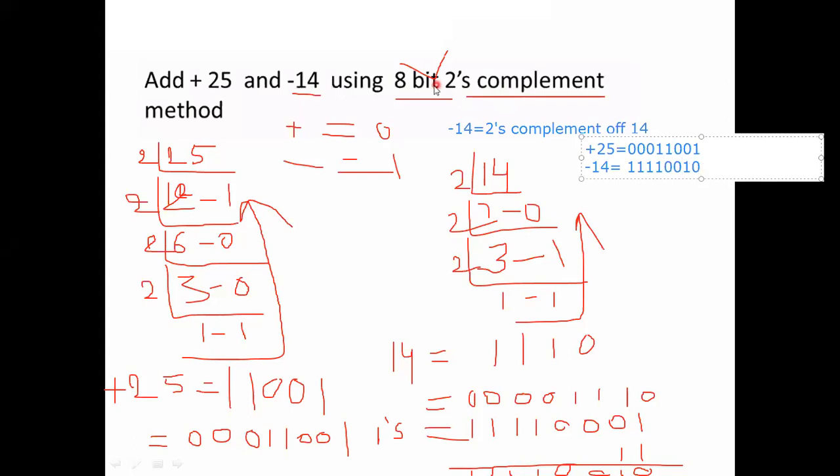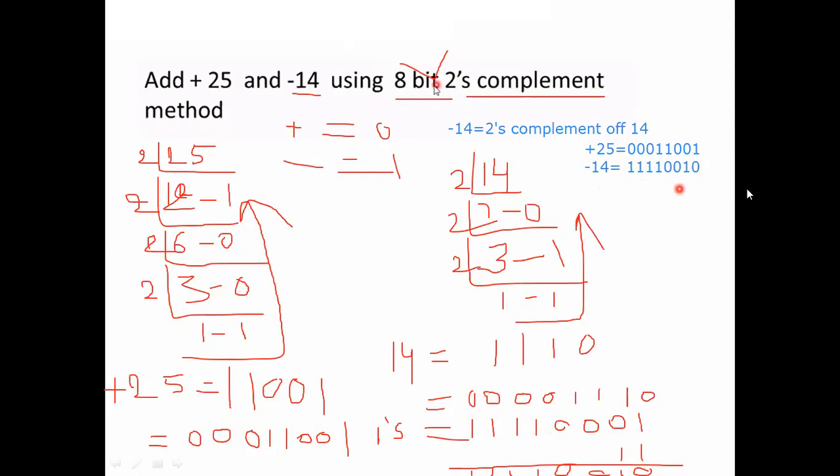Do you understand? Here it is 8 bits. This will be represented in 8 bits. That's why we are adding 3 zeros for this 25 and 4 zeros for this 14. Here it is an 8 bit representation. After adding these 4 zeros, we are calculating the 2's complement. Then we are getting the minus 14 value.